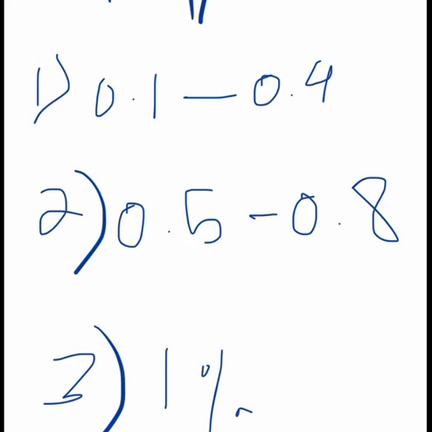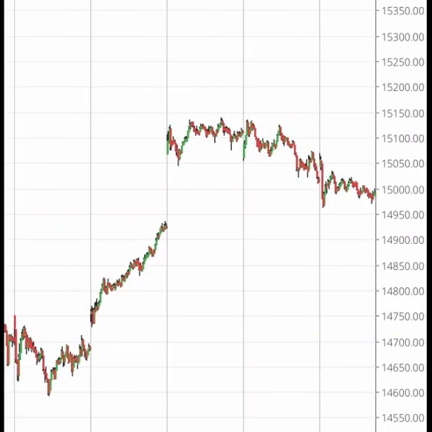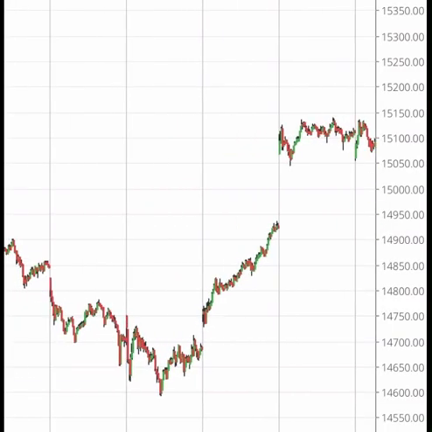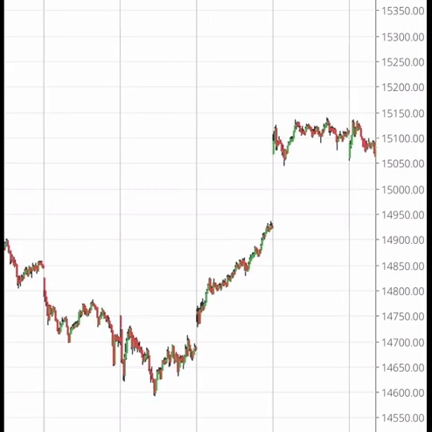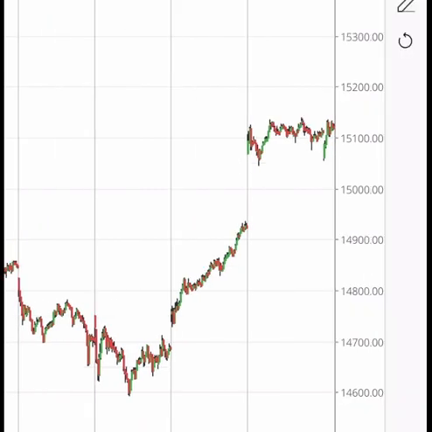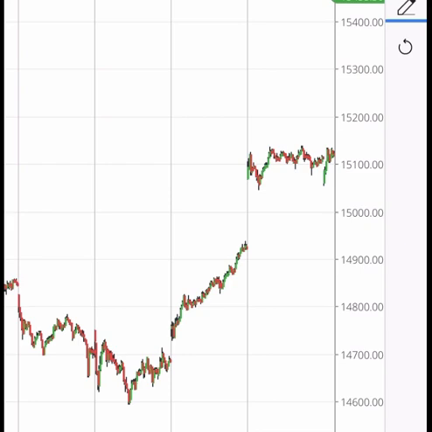So now I'm going to show you the market in the past history. How did the market behave when it opens gap up or gap down?